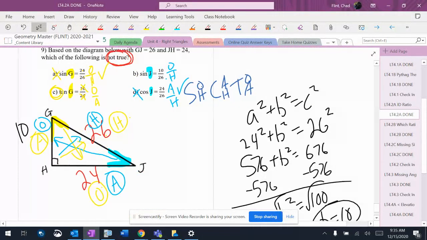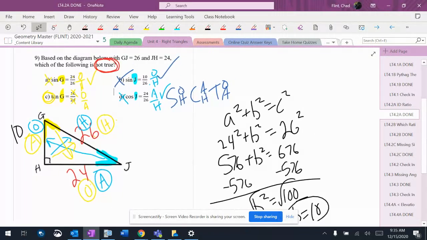Which is good, because that's kind of what I needed it to be, because this says right here that sine of J is 10 over 26, which is the opposite over the hypotenuse. The opposite of J is 10. So now I know for sure that one's right, so I can cross it off. So C is the answer, like I thought.